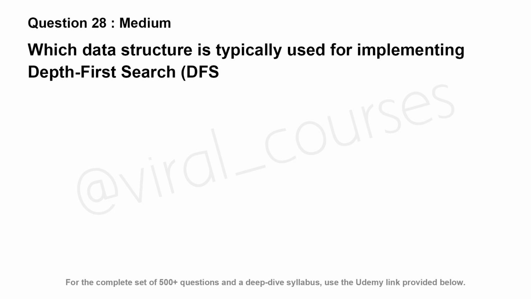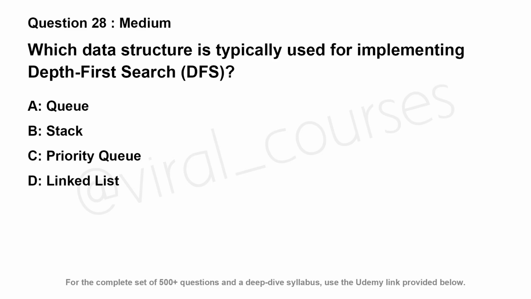Which data structure is typically used for implementing depth-first search, DFS? Option A, queue. Option B, stack. Option C, priority queue. Option D, linked list.